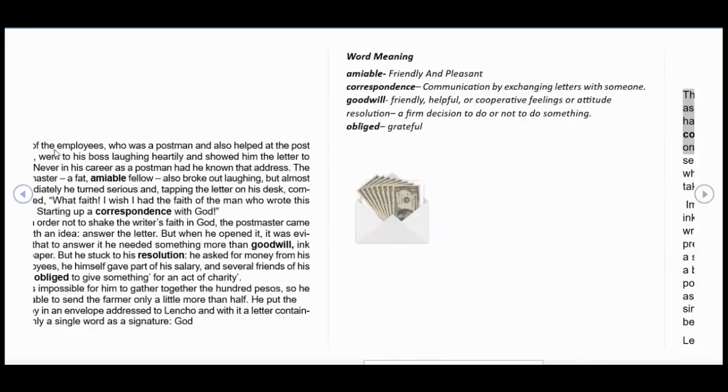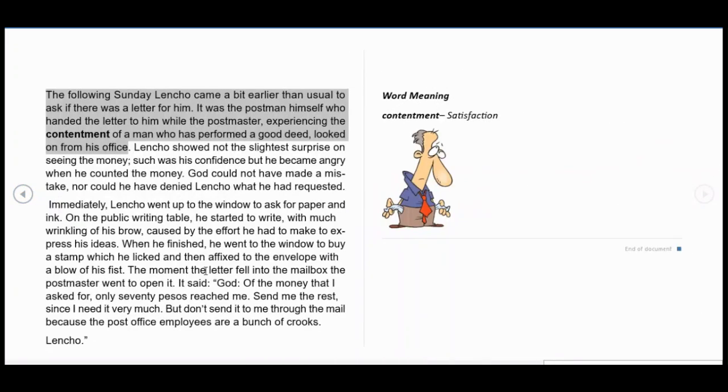But Lencho did not show even a streak of surprise because he was confident, he never had a doubt. He was pretty sure that the letter would be answered. Hence, he did not look surprised when the letter was given to him. But when he opened the envelope and counted the money, he was shocked and he was furious. Now he thinks that God could not have made this mistake because he had asked for 100 pesos and there were only 70 pesos in the envelope.